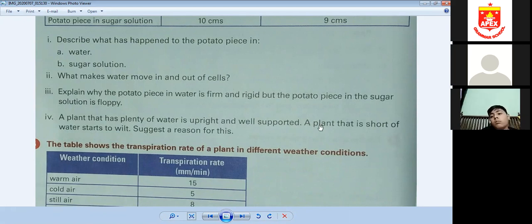But if a plant has a short supply of water and transpiration is happening on a daily basis, because of the less supply of water, it begins to wilt, it begins to go soft, and it will not stand upright. So this is the reason. Lack of water affects the shape of a plant. If it has plenty of water, a plant will replace the water lost in transpiration and remain upright.